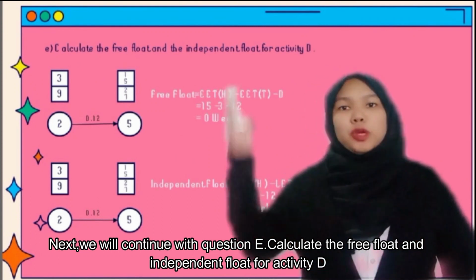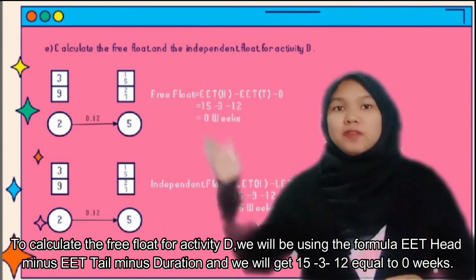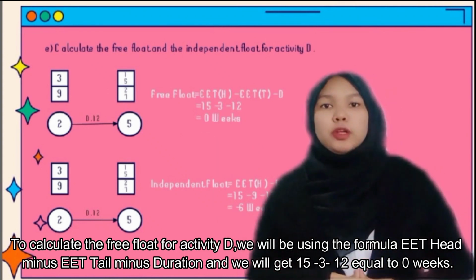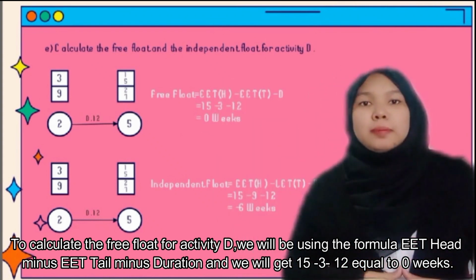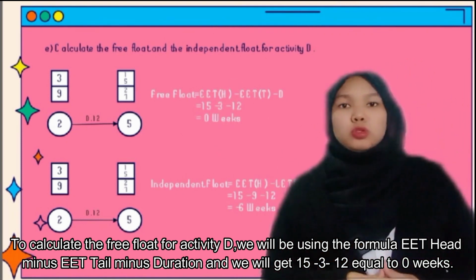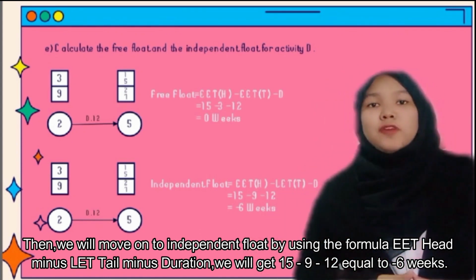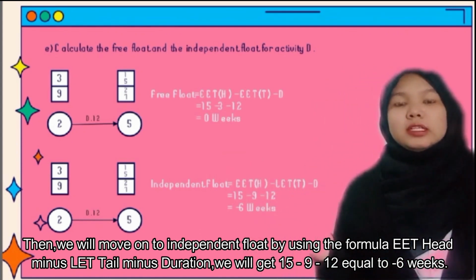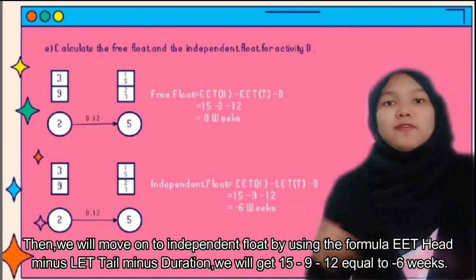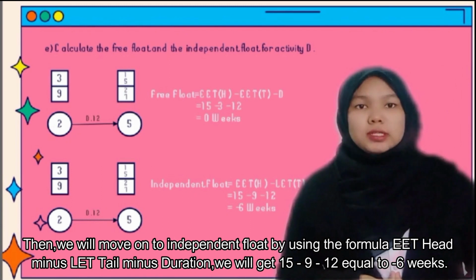Next, we will continue with question E. Calculate the free float and independent float for activity D. To calculate the free float for activity D, we will be using the formula EET head minus EET tail minus duration, and we will get 15 minus 3 minus 12 equals 0 weeks. Then, we will move on to independent float by using the formula EET head minus LET tail minus duration. We will get 15 minus 9 minus 12 equals negative 6 weeks.